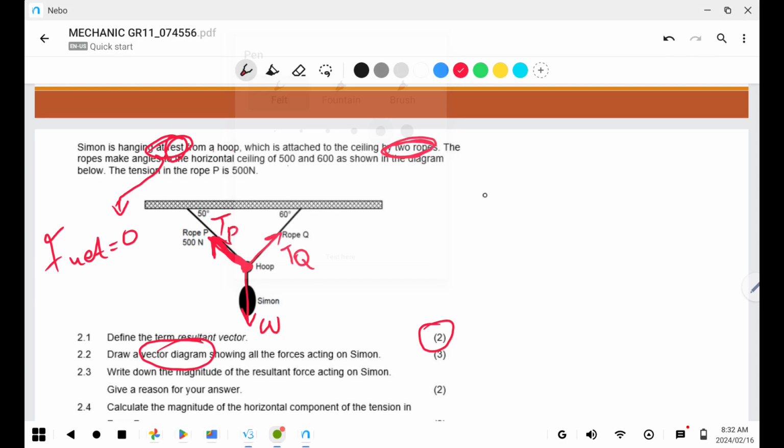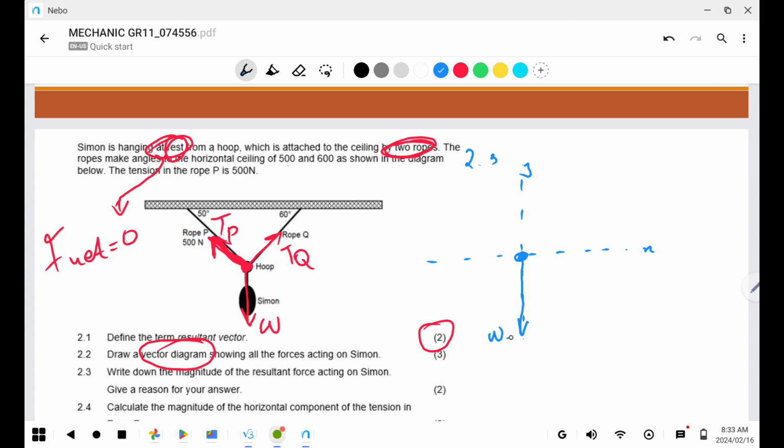Okay. So for 2.2, I'm going to draw my y-axis. We don't have a surface here, so there's no normal. And then the x-axis. I'm going to put Simon there in the middle. So this will be the weight. And because I said I'm going to draw a closed vector diagram, I'm going to draw these vectors head to tail, tail to head, sorry. From the tail all the way to the head.